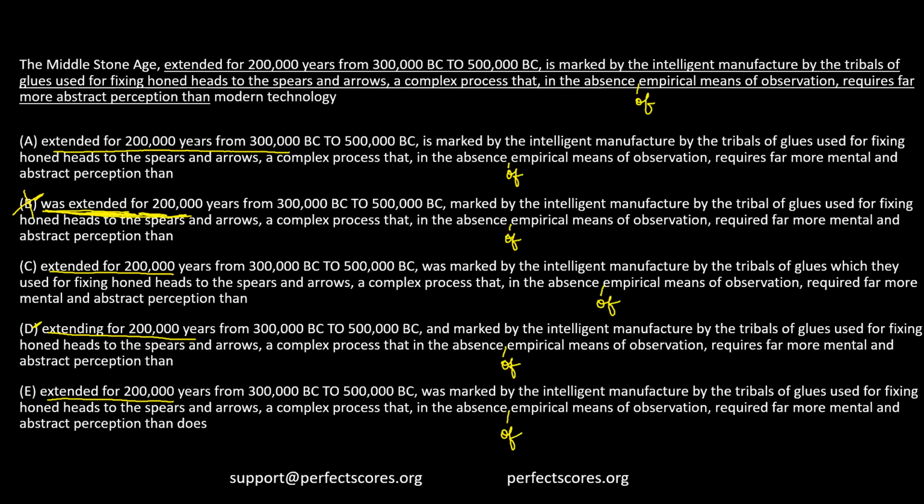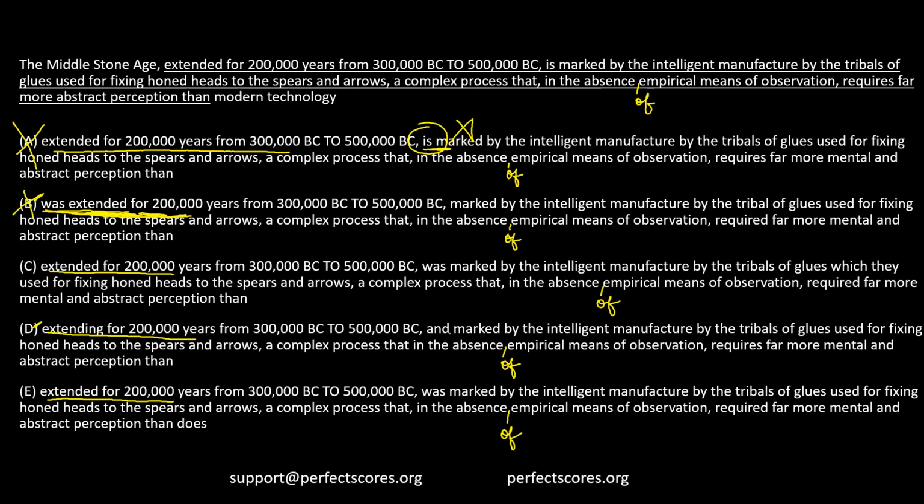So the Middle Stone Age extended for these many years is marked. So we're not talking about the present, so it's wrong. Is marked by the intelligent manufacture by the tribals of glues used for fixing the heads. A complex process that, in the absence of empirical means of observation, requires more mental and abstract perception than modern technology. Okay, so A is eliminated because of the "is". Is there any other option?